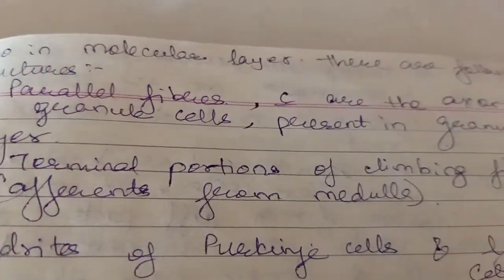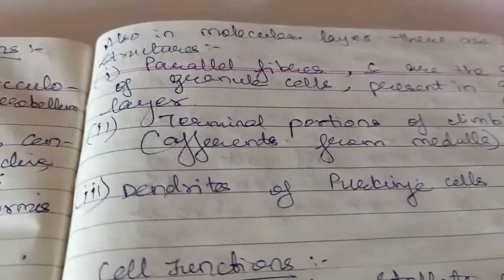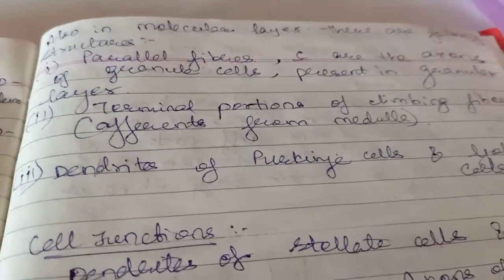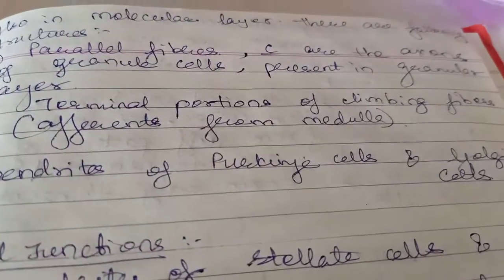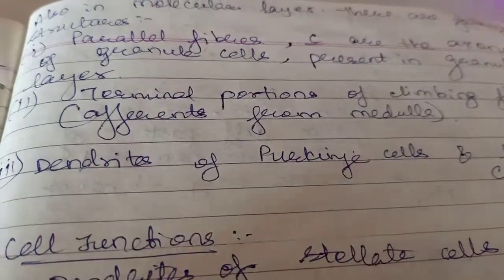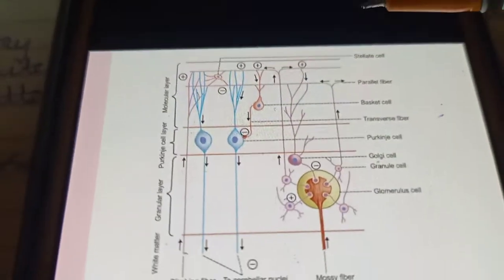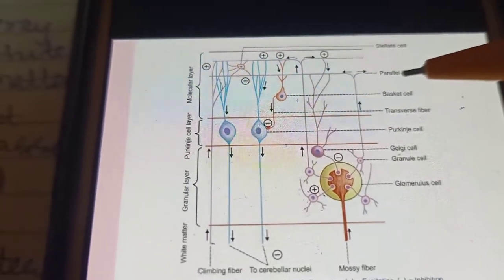Also in the molecular layer there are following structures. What are the structures which are present in the molecular layer? We can see one by one here in the diagram. The first is the parallel fibers. Now just focus on this. This is the molecular layer. These are the parallel fibers.